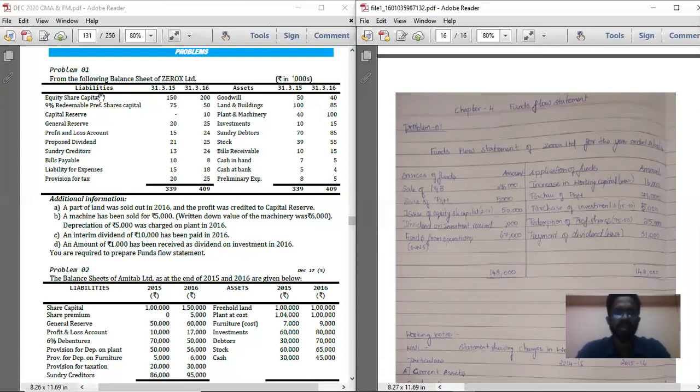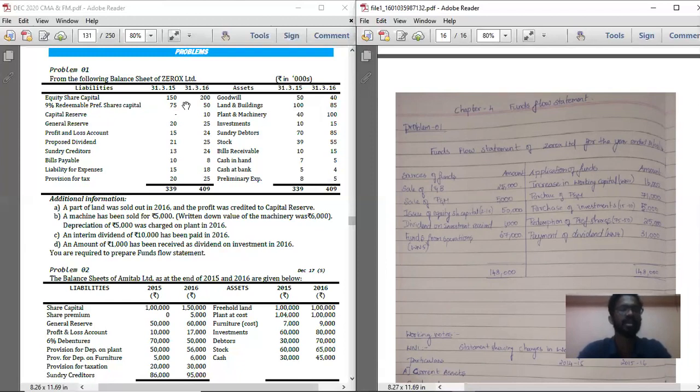First we will start from the liability side. Equity share capital, previous year ending 150, current year ending 200. So that is 50,000 rupees increase in equity share capital. When there is a 50,000 rupees increase in equity share capital, funds are coming in. You are issuing equity share capital, you are receiving cash. So funds are coming in.